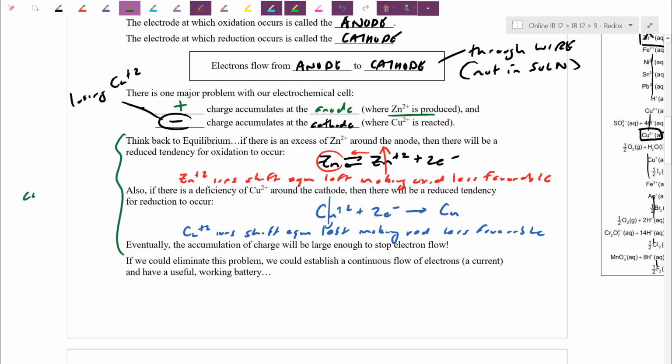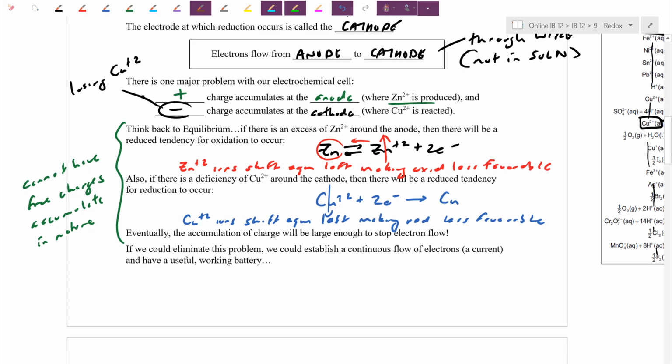That's another way of seeing this part here. We cannot have free charges. We had said we had to balance out the electrons. They can't be free in nature here. We cannot have free charges accumulate in nature, because charges are unstable. If one beaker became positive and the other beaker became negative, these beakers would attract one another. Eventually, it would be large enough to stop the electron flow, so no battery would be working.